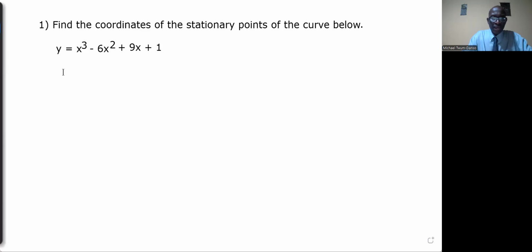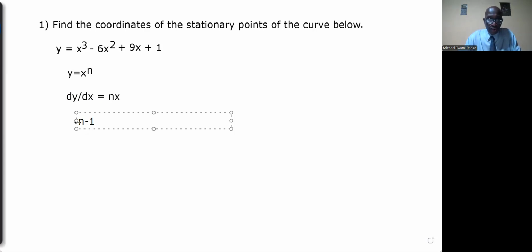Okay, we're going to first start by using the general formula to find derivatives. So we make y equals x to the power n. We're going to differentiate this expression, y equals x to the power n. So dy/dx will be equal to n x to the power n minus 1. So this is the general formula to differentiate an algebraic expression.